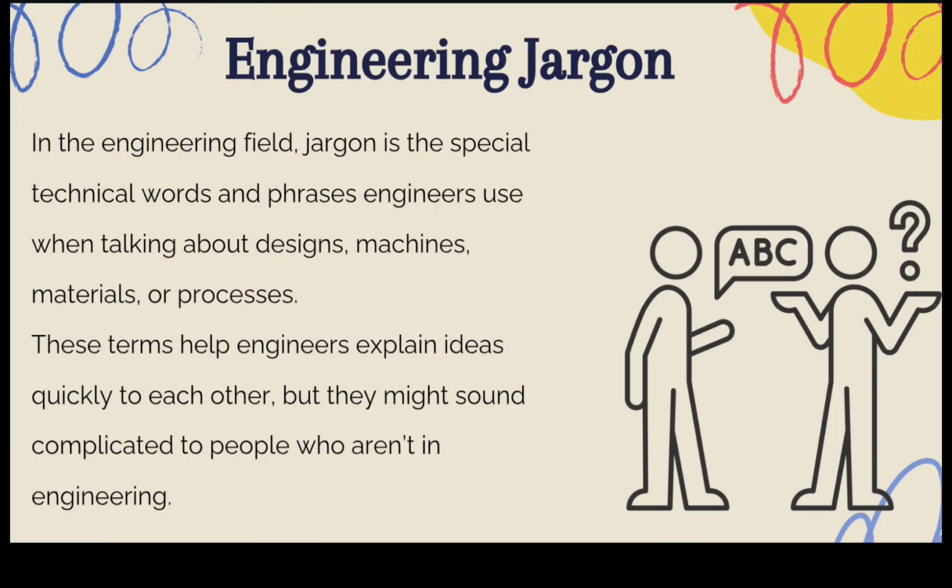Next, we have the engineering jargon. In the engineering field, jargon is special technical words and phrases engineers use when talking about designs, machines, materials, or processes. These terms help engineers explain ideas quickly to each other, but they might sound complicated to people who aren't in engineering.